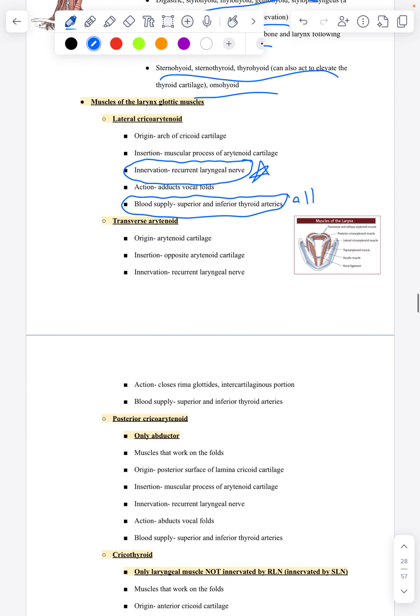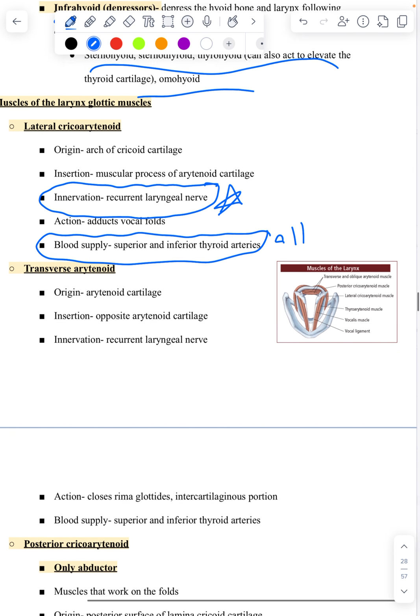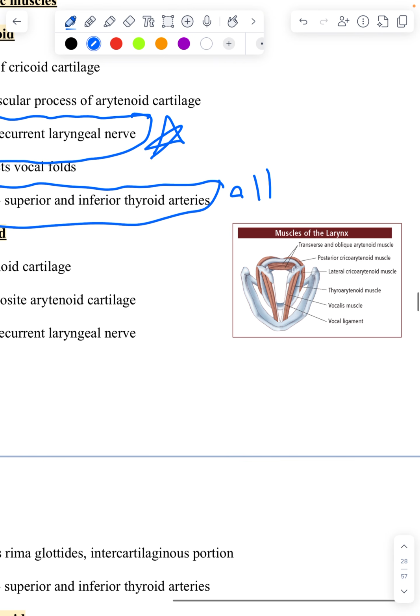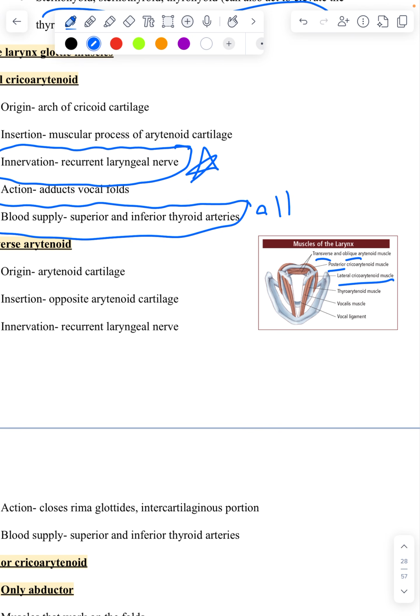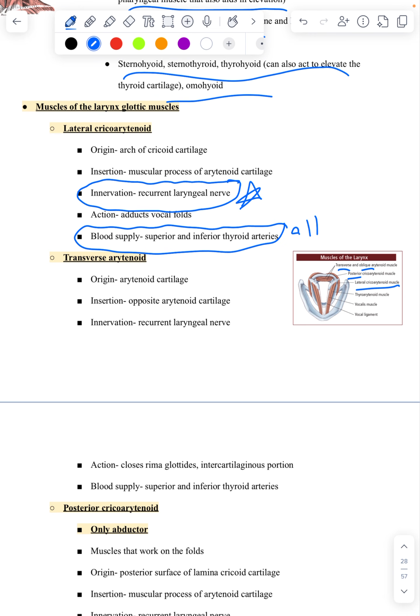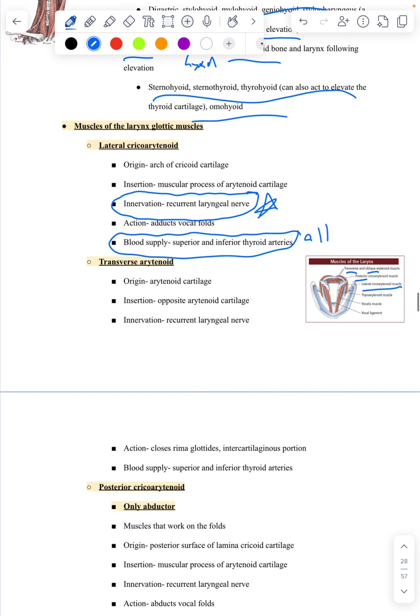So, let's run through them. Lateral cricoarytenoid. And you can see them here. So this is lateral cricoarytenoid. This is both transverse and oblique. This is posterior. And they're all going to do different things depending on what we want with our vocal cords, or if we're swallowing or anything like that.